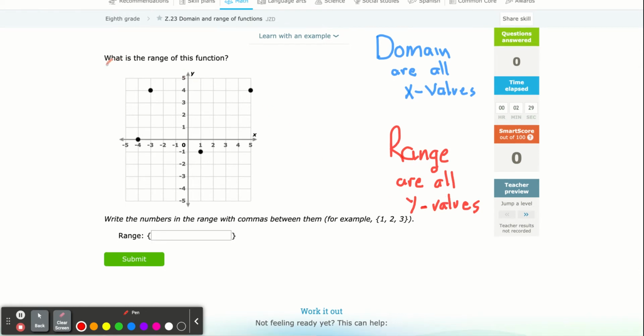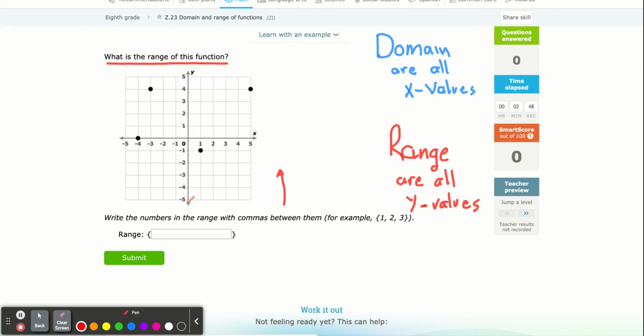So for this particular problem, when it says what is the range of this function, we're not talking range like when we talked about the largest number minus the smaller. That's not what we're talking about. It's actually every single y value possible. So we start at the bottom and we work our way up. I work my way up along the y-axis until I find a point that matches this y value of -1. That tells me my first range value is -1.